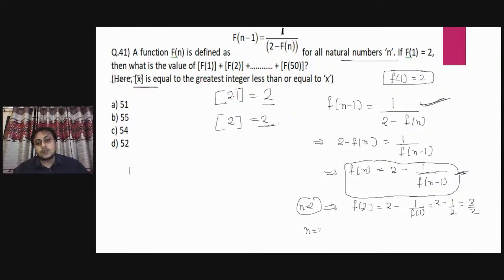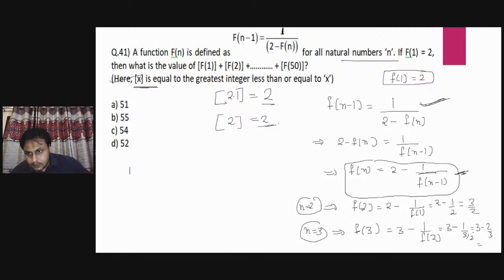Similarly, when you put n equals 3, guys, in this kind of question just put 3 to 4 values. Then you can easily see the pattern, right? You should see the pattern after 2-3 values. Just put n equals 3. What will you get? F3 equals 3 minus 1 upon F2, and we know F2 is 3 by 2, so 3 upon 3 minus 1 upon 3 by 2.